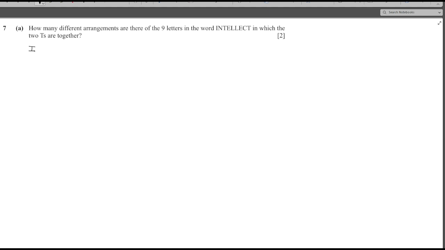So let us start with I. I is 1 in number. N is also 1 in number. T is 2 in number. E is also 2 in number. L is 2 in number and C is 1 in number. So 1, 2, 4, 6, 8 and 1, 9. Okay, so these are the 9 letters we have.